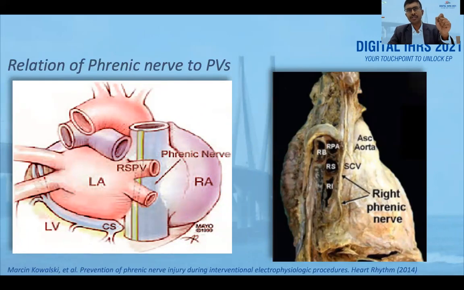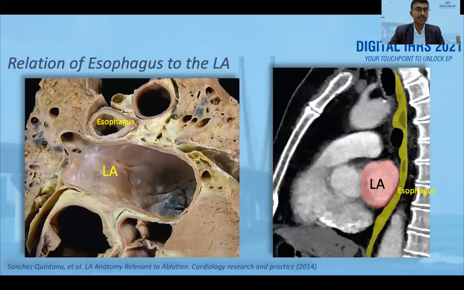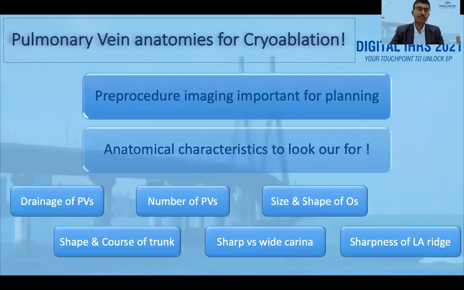It is important to also understand that the right phrenic nerve courses anteriorly to the right superior and the inferior, hence important to monitor the diaphragmatic contractions during ablation of both the superior and the inferior right pulmonary vein. The esophagus is so closely placed behind the left atrium. It's like next door. And it's very important to use an esophageal temperature probe, as we always do, so as to monitor the temperatures even during cryoablation procedures.